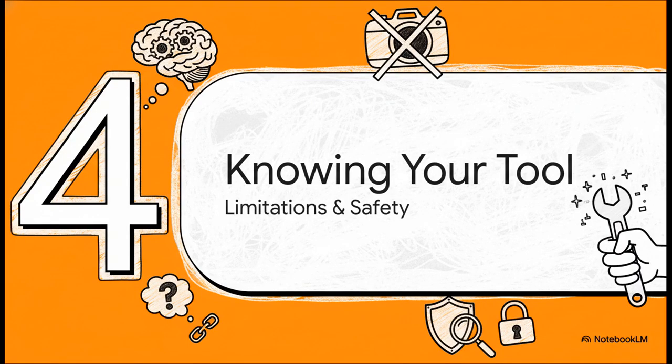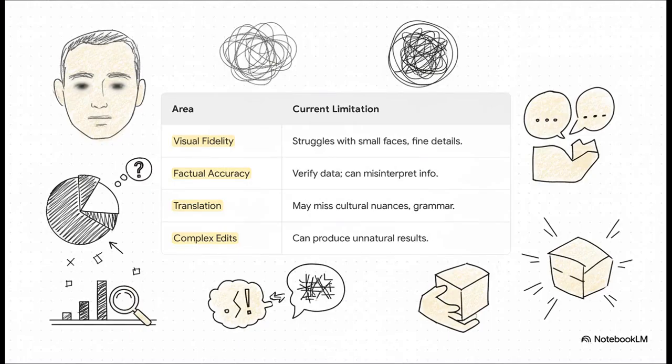Okay, but let's be real. No tool is perfect. And it's just as important to know what a tool can't do as it is to know what it can. And to their credit, Google is being pretty open about where Nano Banana Pro is still a work in progress. So, for instance, it can still have a tough time with really small faces or super fine details. And if you're making infographics, you absolutely have to double-check the data because the model can sometimes get things wrong. And yeah, the translation is powerful, but it might miss those little cultural nuances. Knowing all this just helps you use the tool smarter.